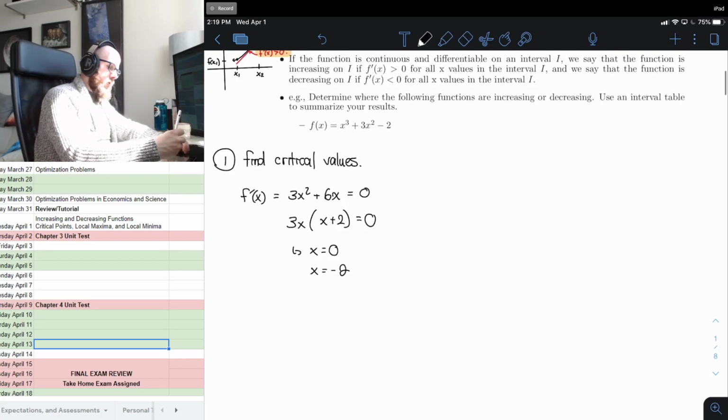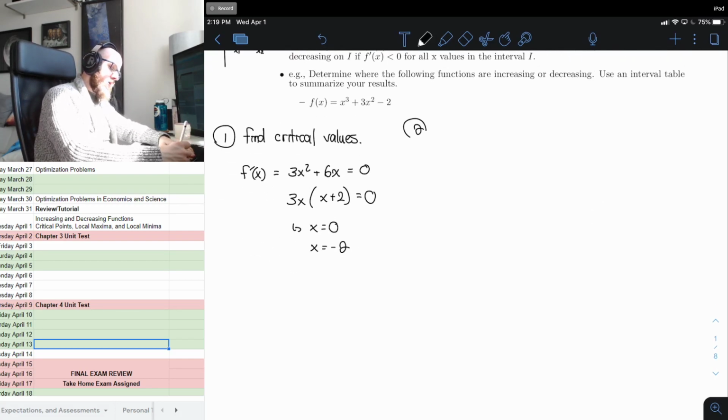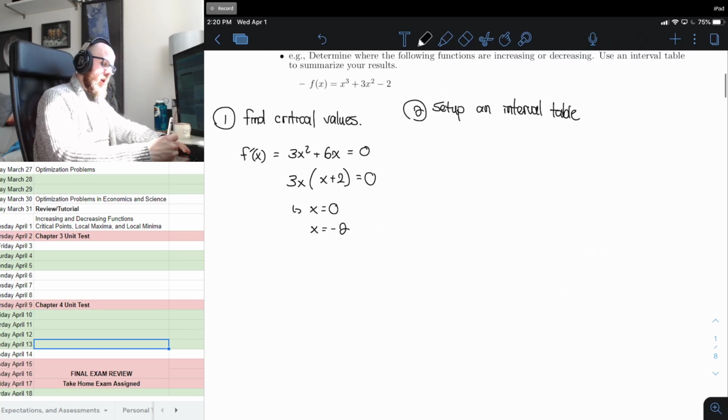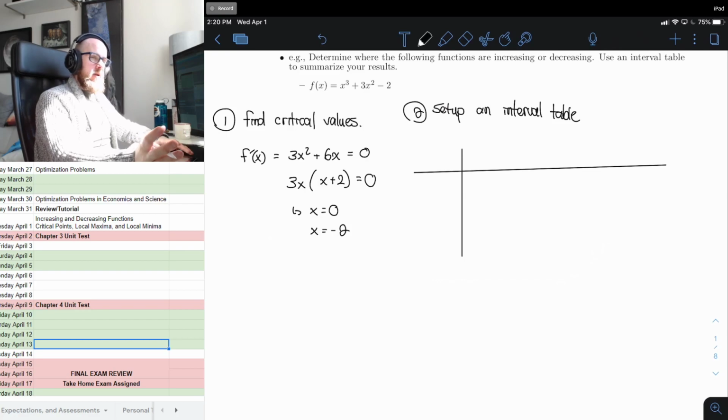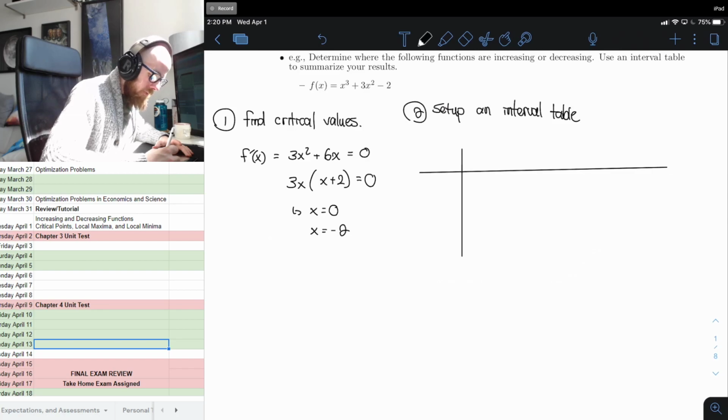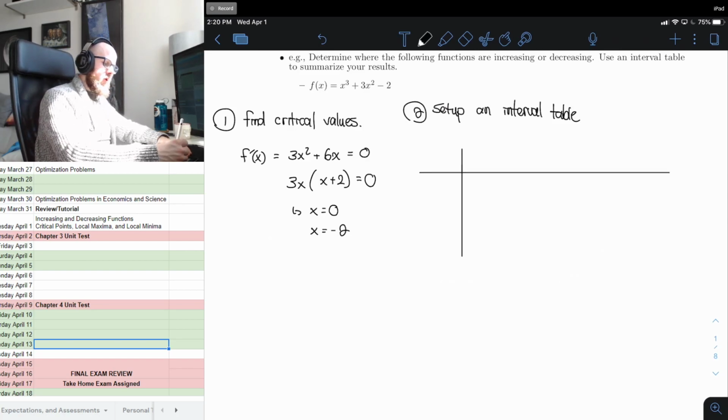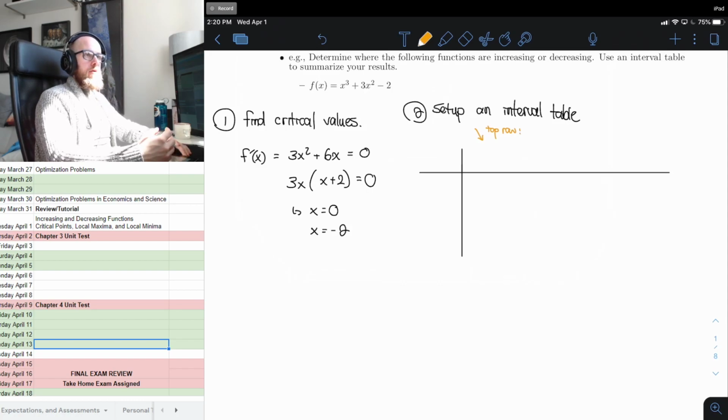Okay, so step 2 here, I'm going to set up an interval table. Okay, so set up an interval table. All right, and the way that I construct my interval tables, I do the following. So Samarth, this might be a little bit different than what you're used to in advanced functions, because now we're really going to be focusing on the value of the derivative in our interval table. Okay, so along the top row of my interval table, I'm going to do all the intervals and separate them according to my critical points.